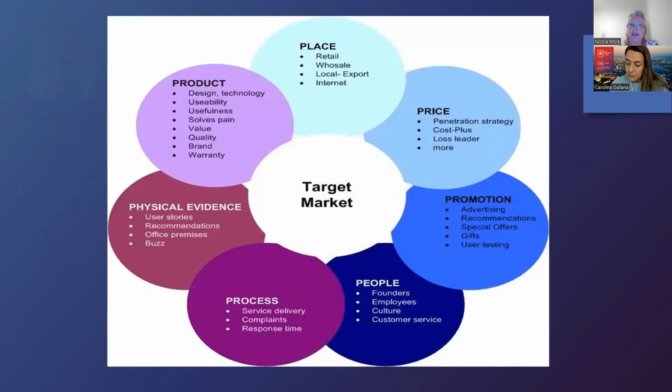All right, so our target market, as you can see by the circle in the middle, these are the customers that we would like.